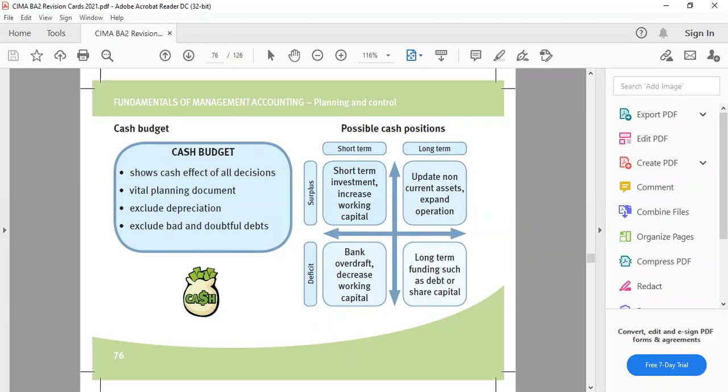of cash requirement has to be assessed. Then here there is one image which is given. So what is the cash budget? It shows the cash effect of all decisions. Then it is a vital planning document. It includes only cash transactions.